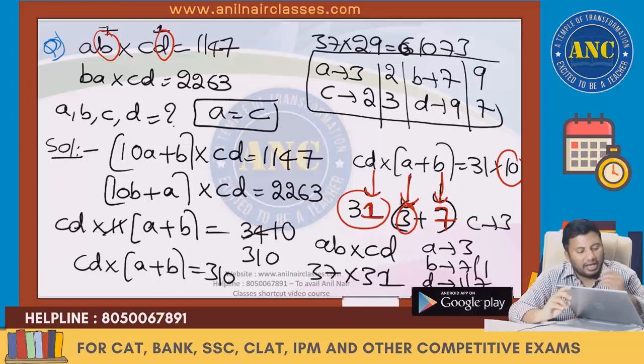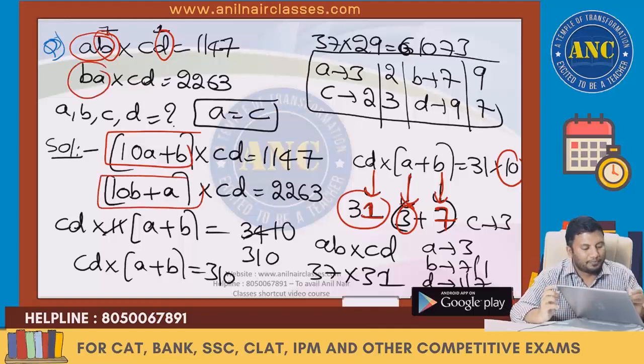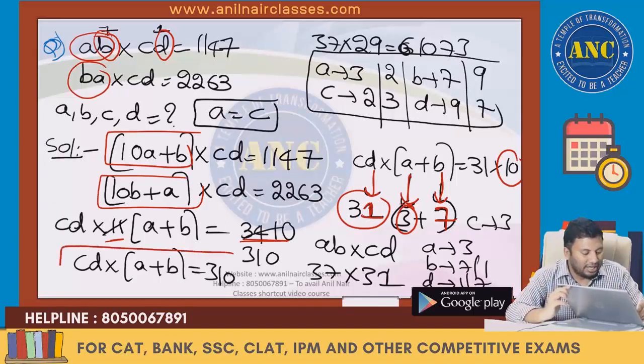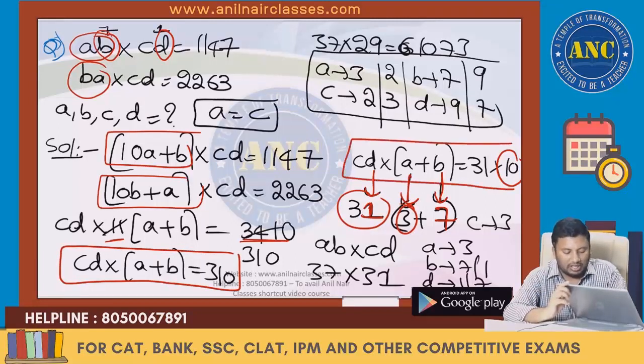Yes. Again for you I am repeating it. AB is a 2-digit number, so 10A plus B. BA is a 2-digit number, so 10B plus A. Add it. 10A plus A, 11 into A plus B into CD is 3410. CD into A plus B is 310.